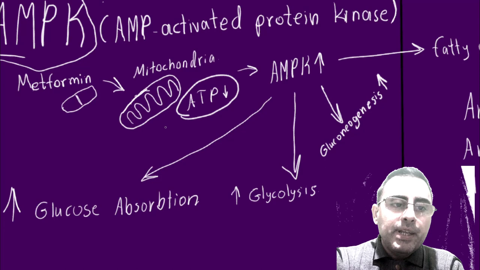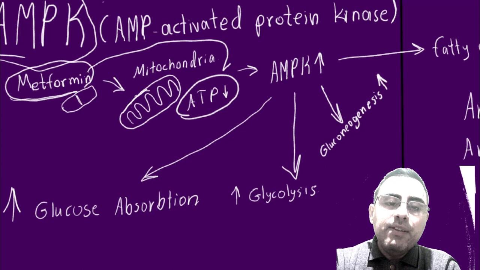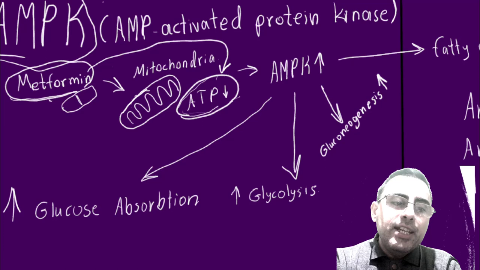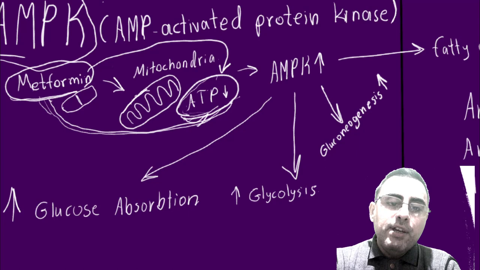And metformin is inhibiting, decreasing ATP production in mitochondria. It means metformin creates an environment like we are exercising, like we are fasting. This environment looks like fasting and looks like exercising. When we exercise, mitochondrial ATP production is also decreased. When we fast, ATP production is also decreased.